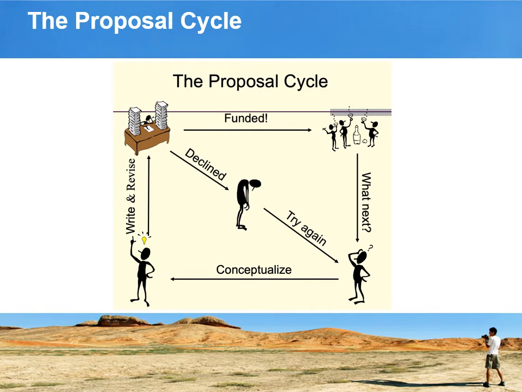The proposal cycle illustrated here as we write proposals. Either they can be funded right away, which is great. They can be declined, which often happens, but that's okay. You can submit elsewhere, revise, think about maybe there's a better fit for what you're looking for, and rewrite and submit again.